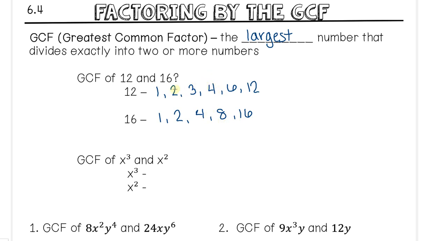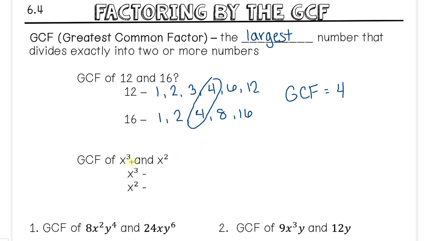Now we're going to look for the largest number that they have in common, the largest factor. So they both have 1, 2, and 4 in common. We want the largest. So our GCF is 4.